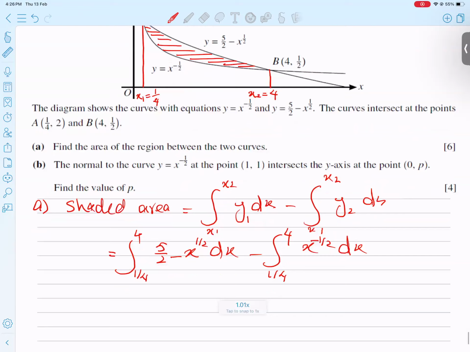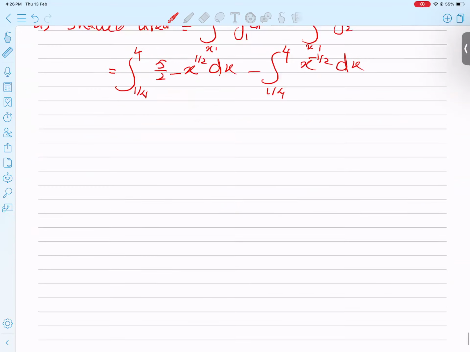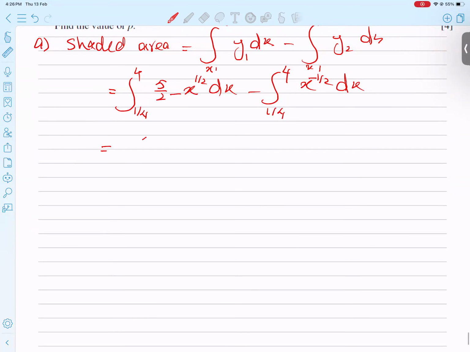Okay, so let's try to do it. What is the basic criterion? For 5 by 2, integration of any number, we write x beside it. And for this, increase the power by 1 and divide by the same. The limits are 1 over 4 to 4. With the negative sign, same story here: increase the power by 1, I get a half, and divide by the same.